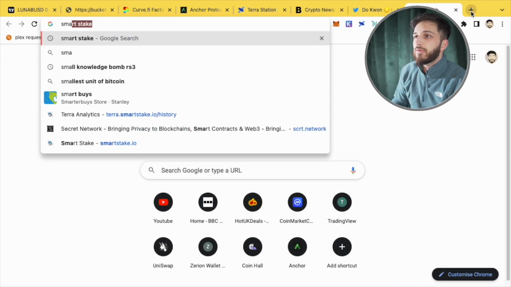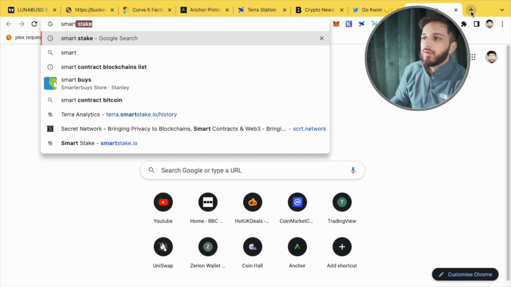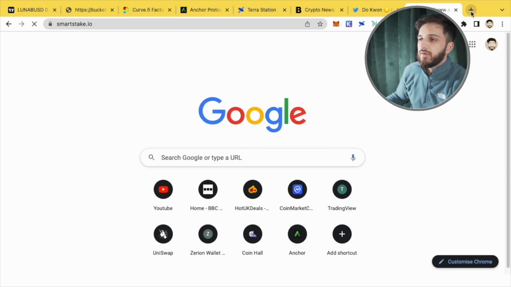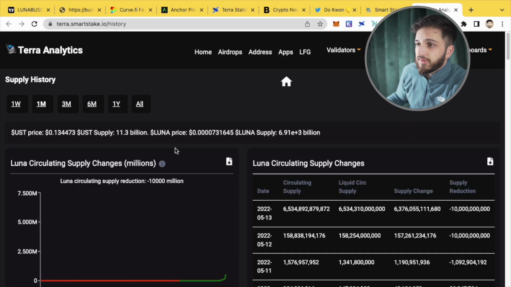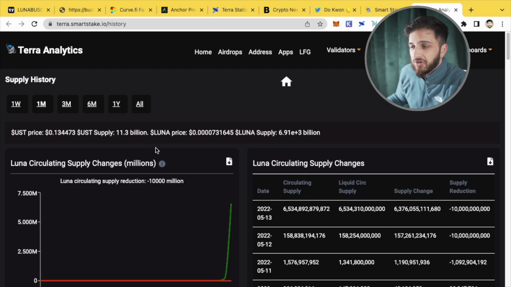Let's have a look. Let's see if we can have a look on here. Terra Analytics. Yeah, so UST supply is 11.3 billion. Just didn't go down enough. It really needs to go down to like 1 billion. So yeah, there's just far too much UST supply. Most of it was in the form of leverage, which came from a lot of these applications. Yeah, that's pretty much it.